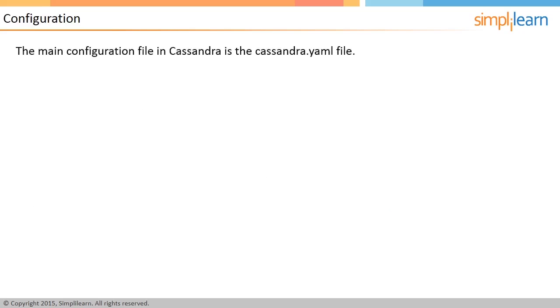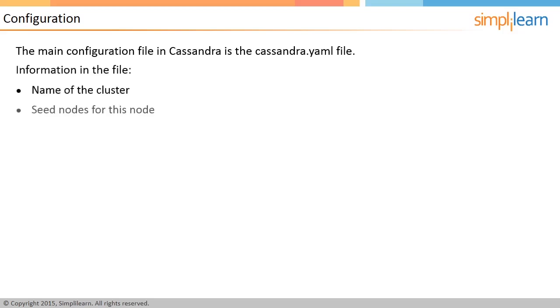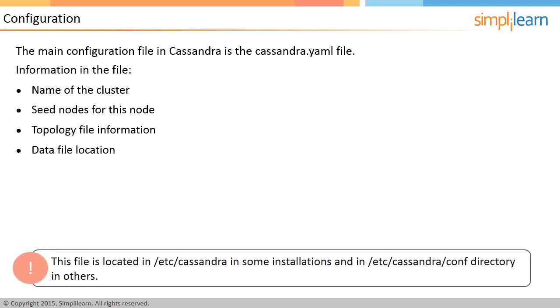The main configuration file in Cassandra is the cassandra.yaml file. We will look at this file in more detail in the lesson on installation. Right now, just remember that this file contains the name of the cluster, seed nodes for this node, topology file information, and data file location. This file is located in /etc/Cassandra in some installations, and in /etc/Cassandra/conf directory in others.